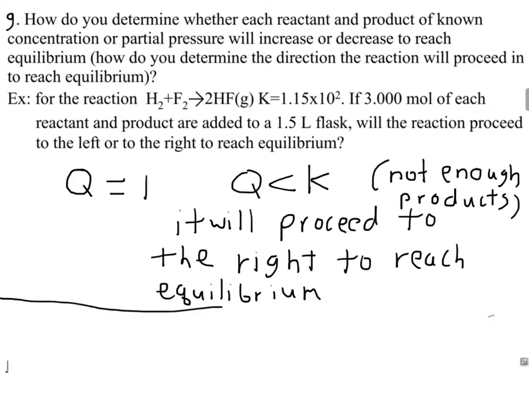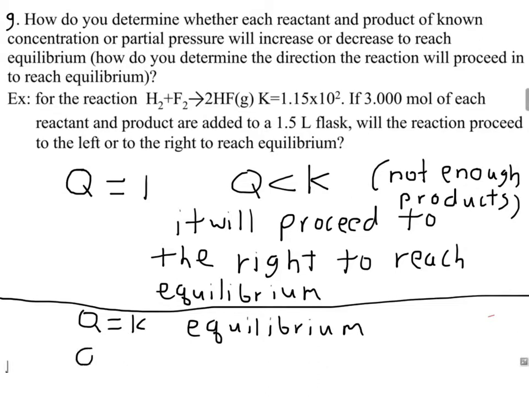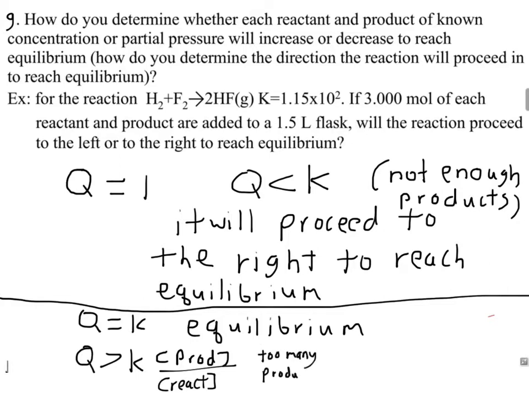Okay, so a summary of what happens. You can figure this out yourself, but if Q is equal to K, it's at equilibrium. If Q is more than K, then that means that there are too many products to be at equilibrium, so the reaction will shift or proceed to the left to use up some products and make more reactants. And if Q is less than K, we already saw that one, it will shift to the right to reach equilibrium.